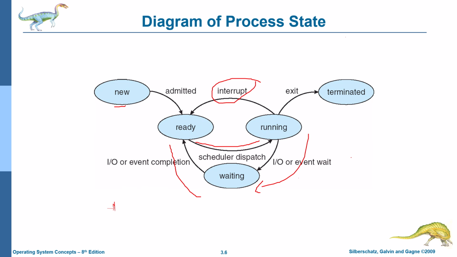Then the final one is the exit state. Once the process has completed its task, it moves to the termination state.